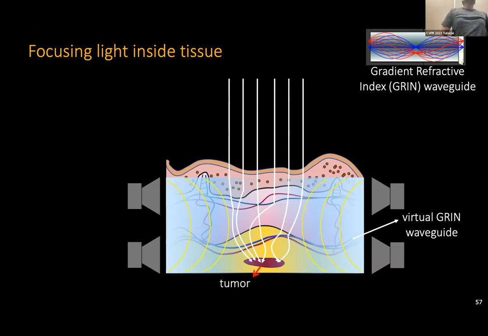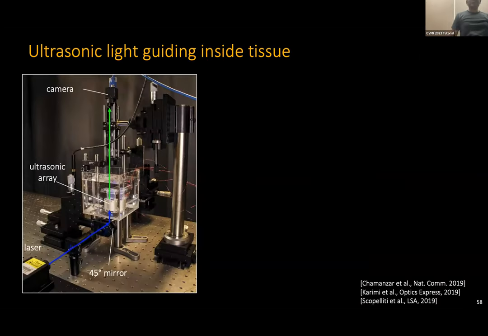When I first saw this technique, I felt it was unbelievable that I can send sound and somehow convert the medium into a lens. I know most of you might also be feeling the same way. So I'm going to jump ahead and show an experimental result that we captured, to show that it's actually possible to convert a medium, even a scattering medium, including a tissue, into a gradient refractive index waveguide.